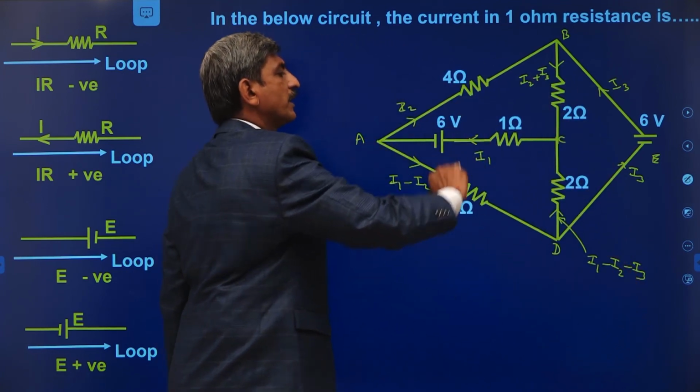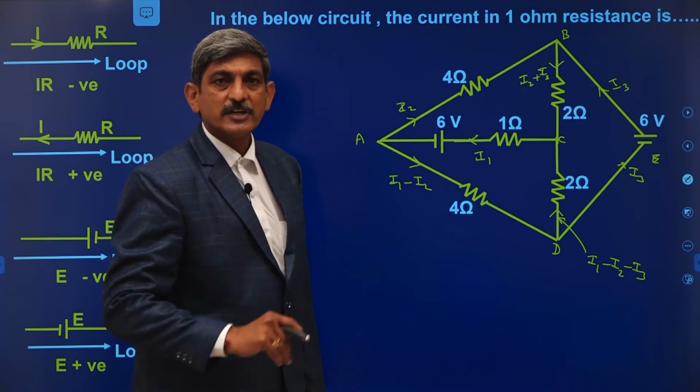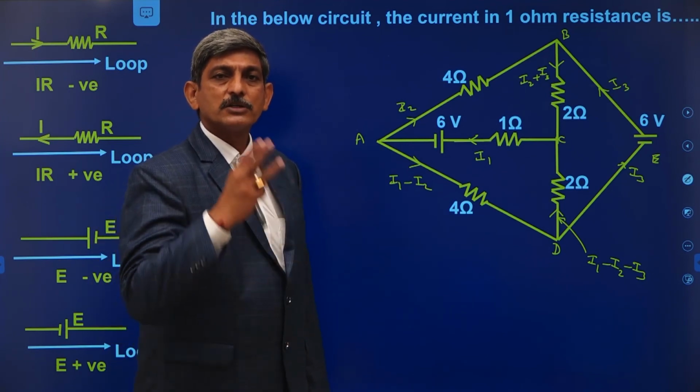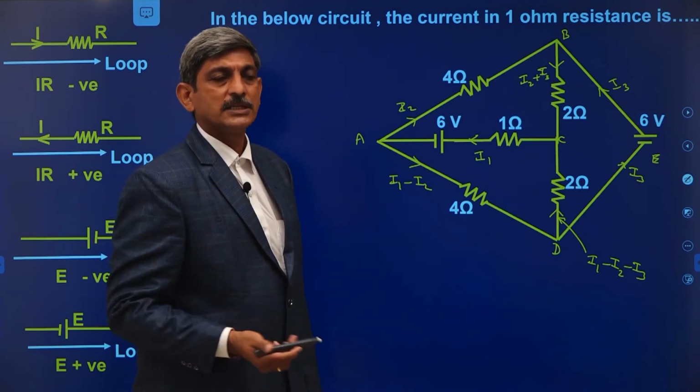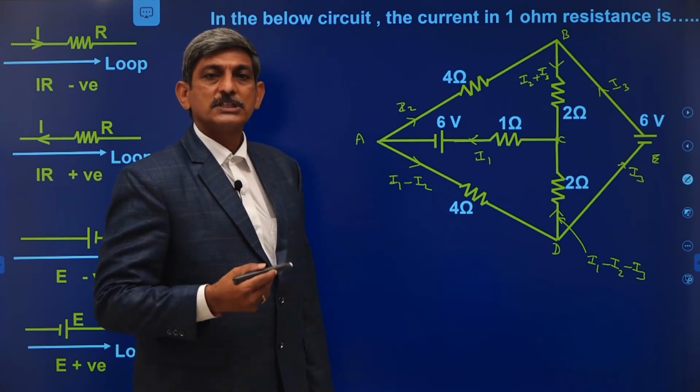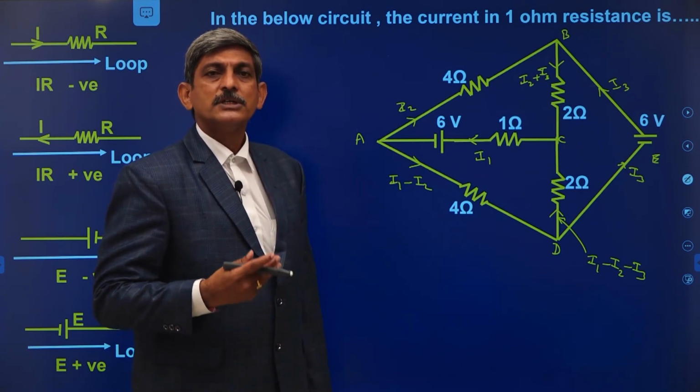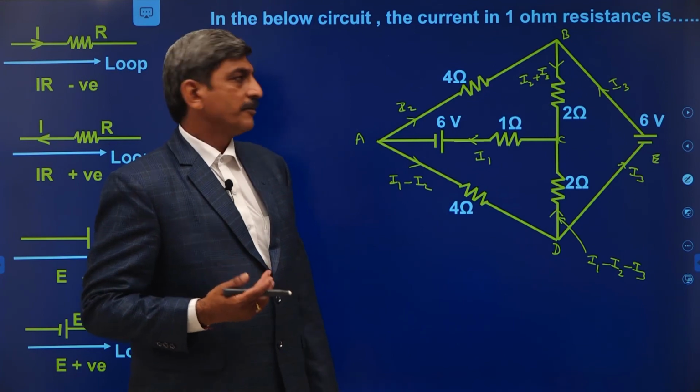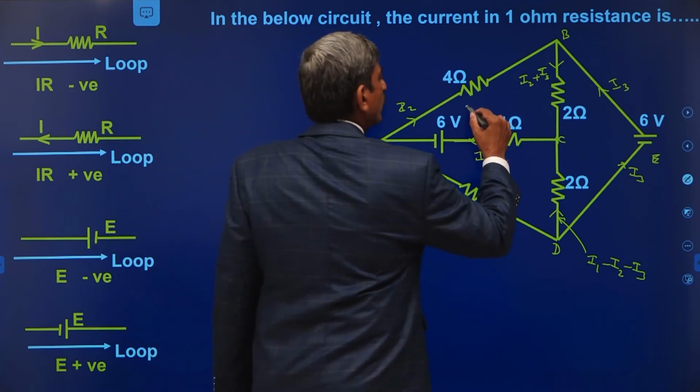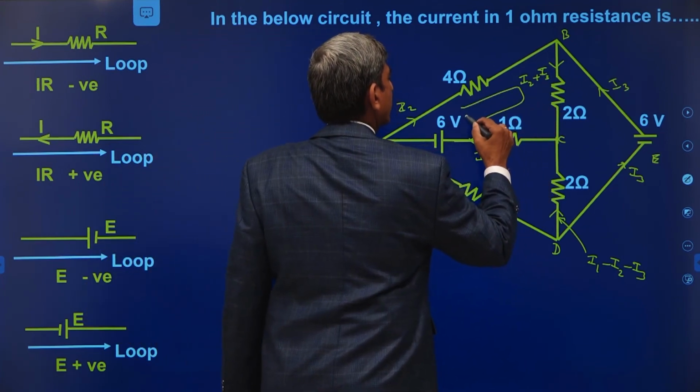So in this complicated network also, in the different branches, I assumed 3 unknown currents I1, I2 and I3. You know that to calculate the 3 unknown values, 3 equations are required. So apply Kirchhoff's voltage law for this loop and write down.